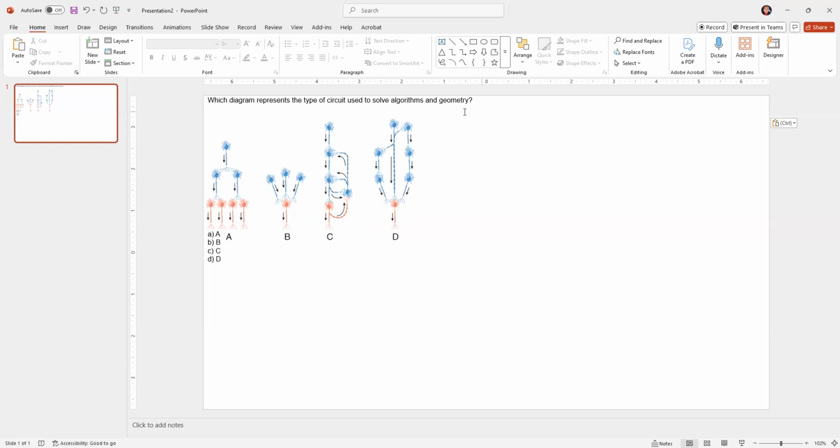So when you're solving algorithms in geometry, what kind of circuit do you think you're using? It feels like the reverberating one. Reverberating means, okay, I solved the problem, I don't need to think about it anymore. That's a feedback loop. That means this neuron achieved what this neuron wanted it to achieve, so it sends an impulse back saying, stop stimulating me, I solved the problem. So most of our critical thinking process actually uses D. We use this for solving algorithms in geometry.